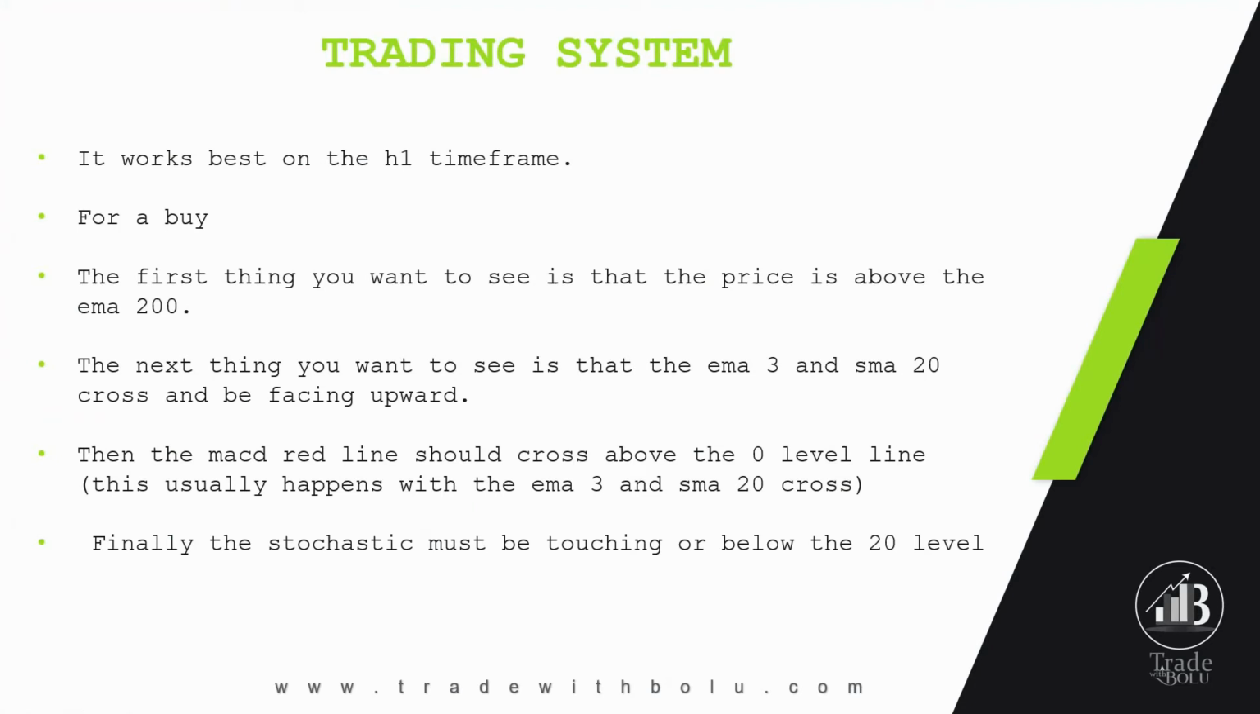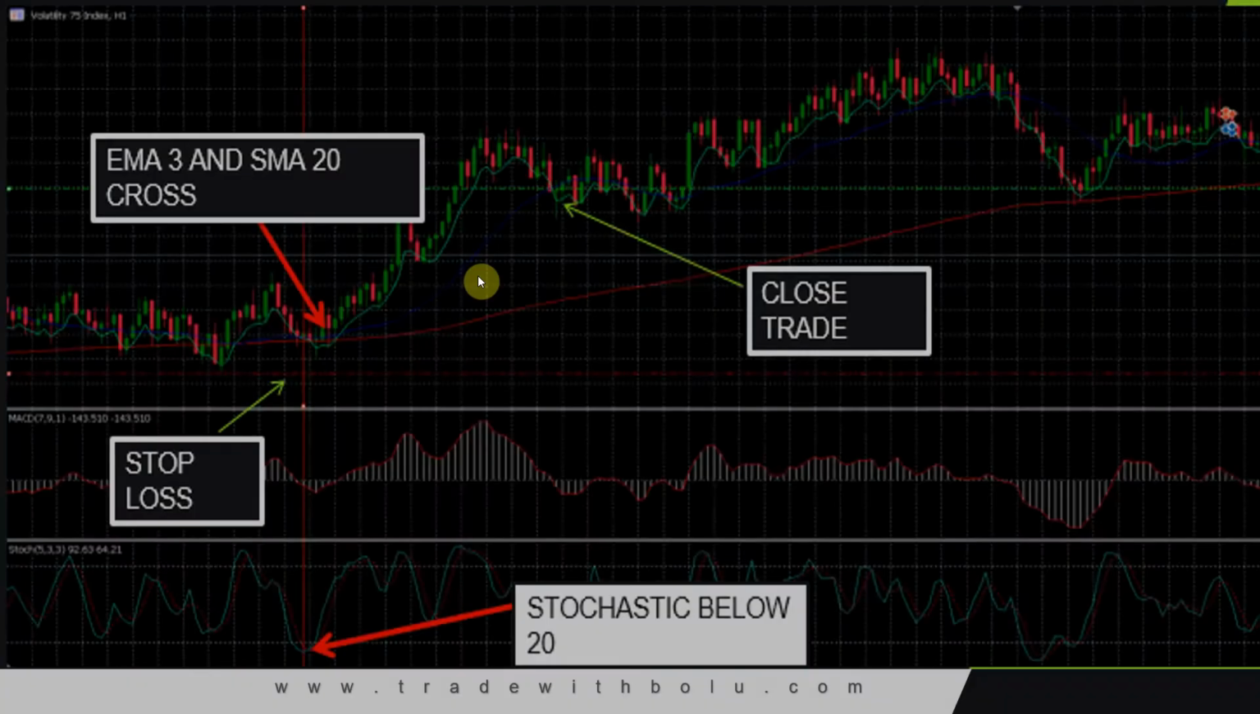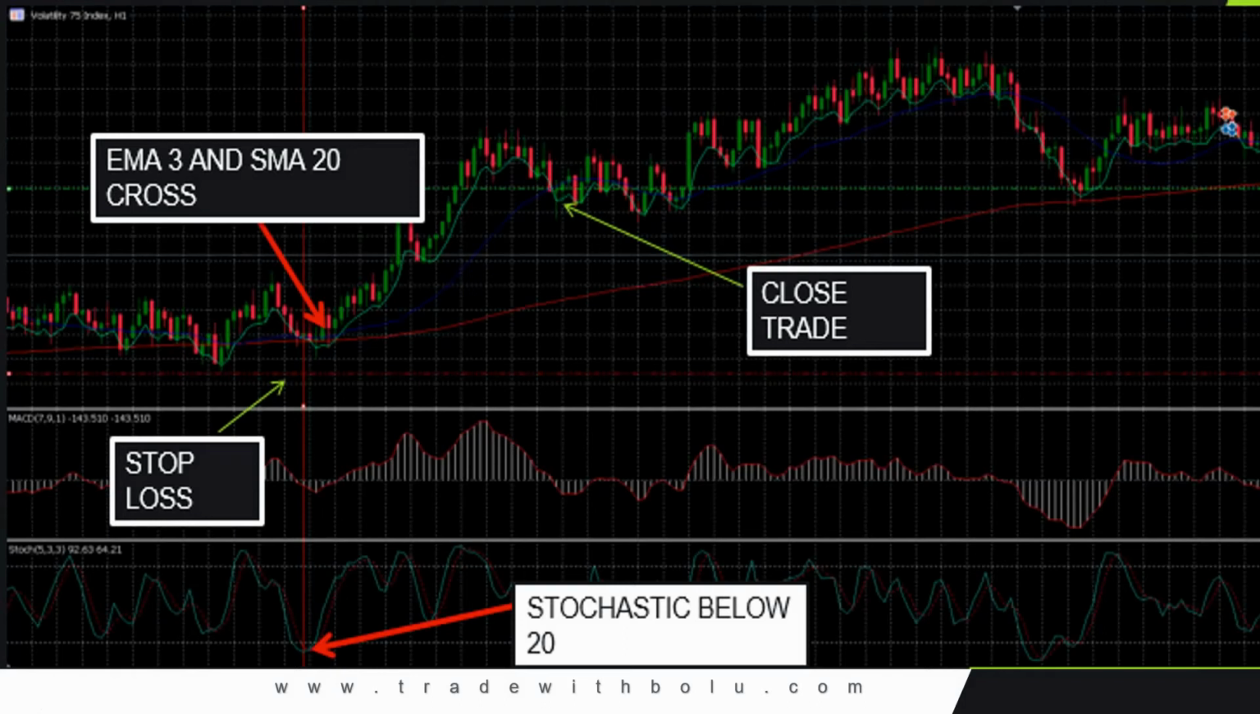That's exactly the 1 hour time frame, and this trading system best works on the 1 hour. We do not advise that you trade it on the 50 minutes or try it on the 5 minutes. It's not going to deliver so effectively. So this is a buy setup. For a buy, the first thing you want to see is that the price is above the 200 moving average. We have an example here, so don't worry about it.